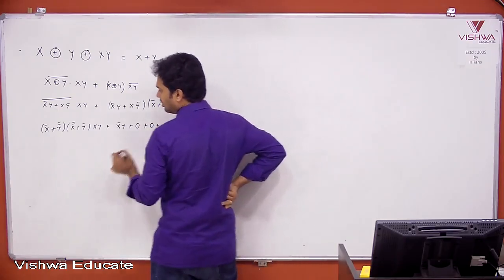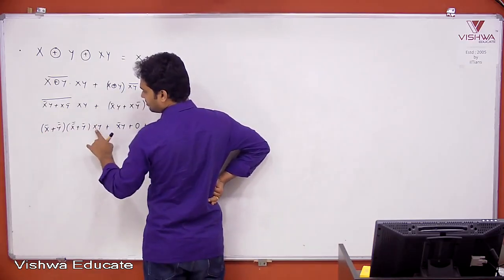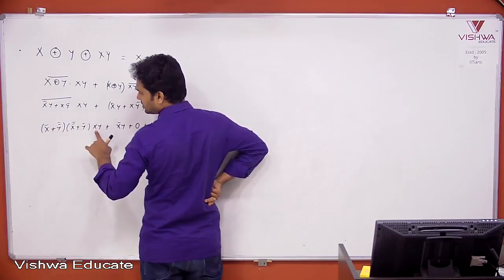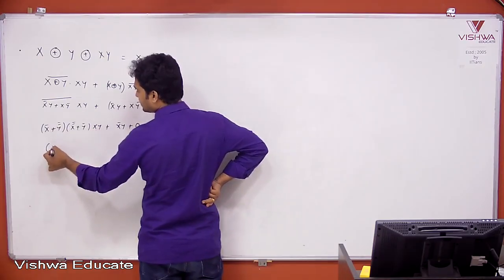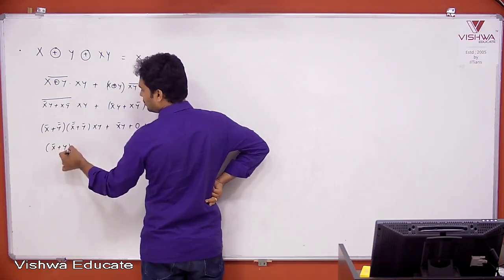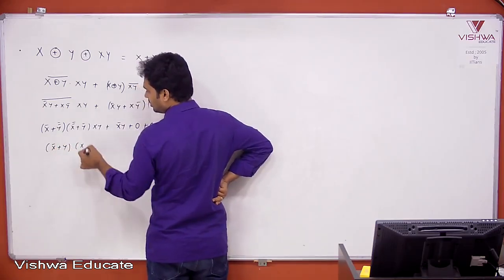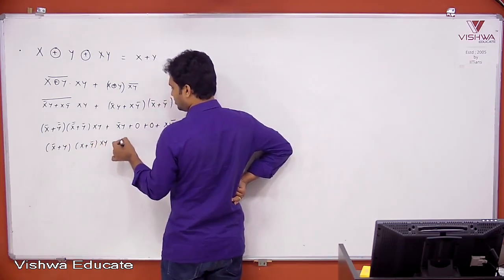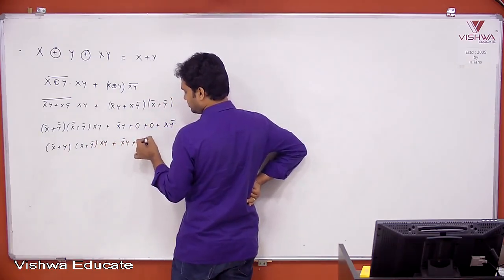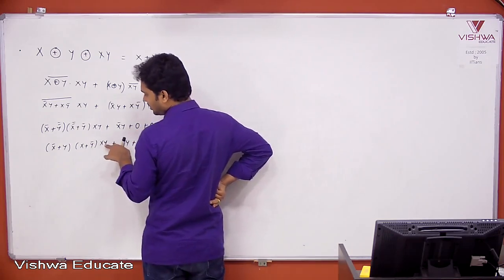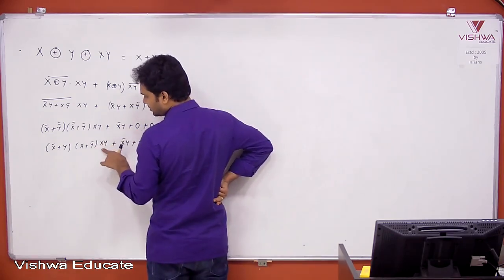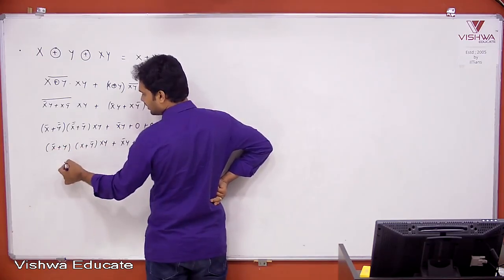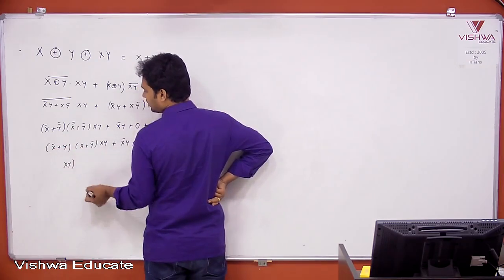Now this is XY. Here you have X bar. You tell me X bar into XY, what is this? Or you can see here it is X bar plus Y into X plus Y bar into XY, X bar Y plus XY bar. Now you see here. Multiply this. X into X bar cancels. XY into Y, XY.